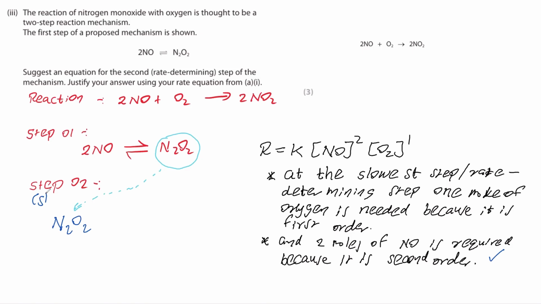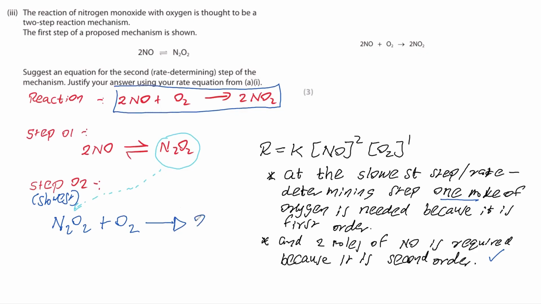Okay. So what else do we need? 2 NO molecules plus 1 oxygen molecule here. 1 mole of oxygen. So I have 1 oxygen. When I do that, I should get the products. So what is the product of the reaction? 2NO2. That's the answer for my rate determining step.